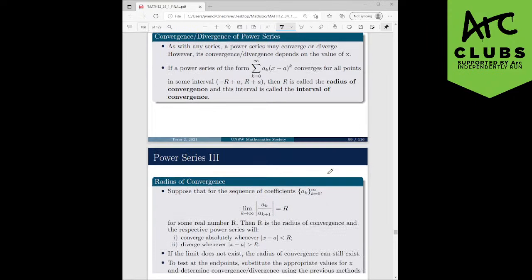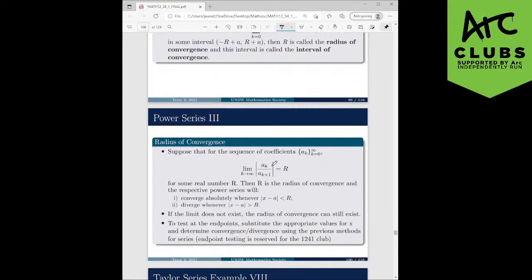How do you prove this stuff? You take your ak and divide it by ak plus 1 and make k go to infinity.